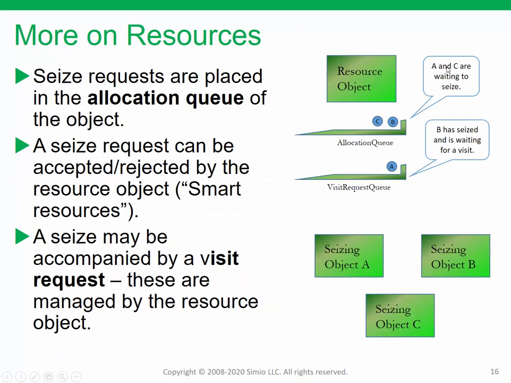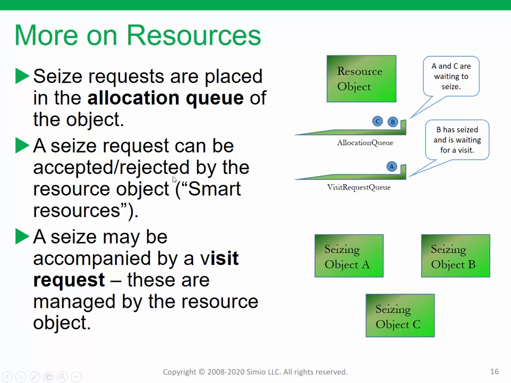So more on resources. When we think about how this seizing and reallocation works, seize requests wait in something called an allocation queue of an object. So we have an allocation queue here. And when a reallocation happens, the entities in the allocation queue are considered to be allocated, or to be considered for accessing a unit of capacity.